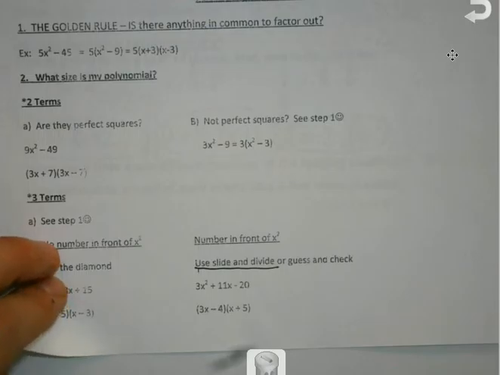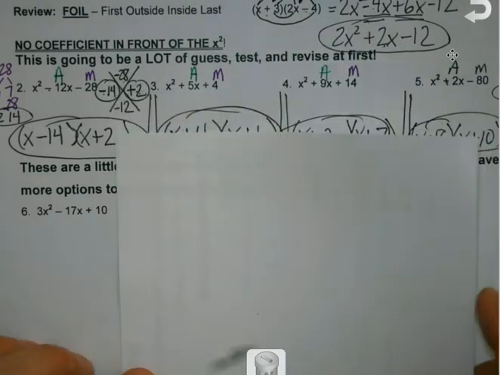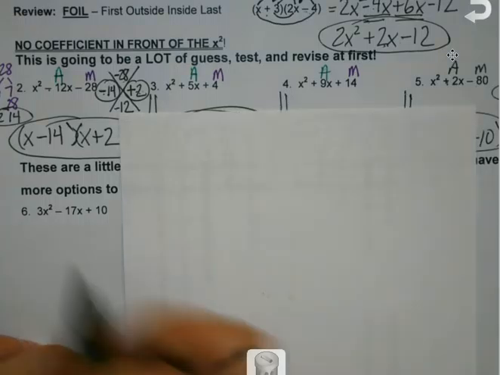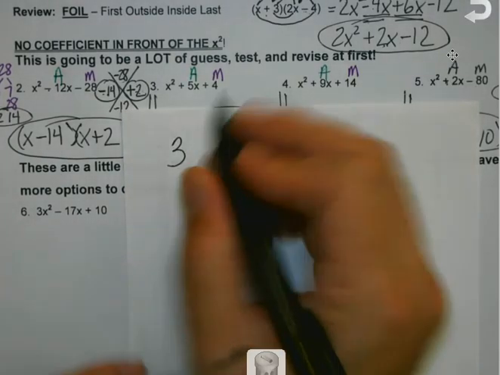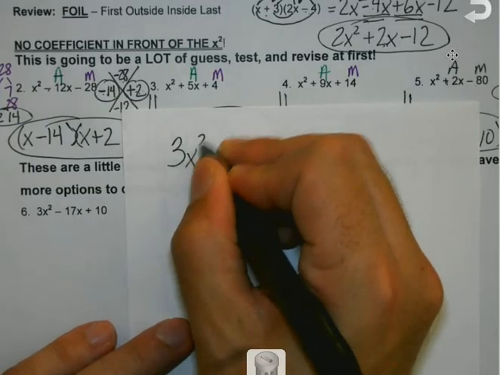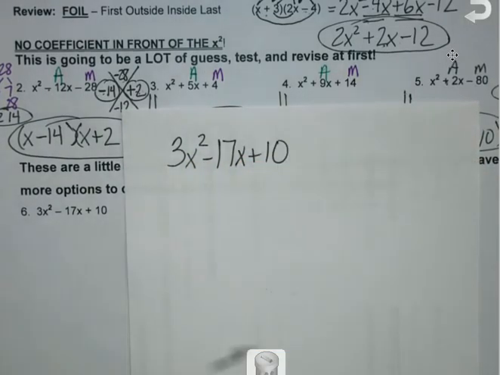Okay, here's what we're going to do. We're going to flip your half sheet over. And on the back of your half sheet, we're going to do number 6. Because I want to be able to do slide and divide, but I want to make sure that it's on your help sheet for later reference. So let me copy this down. Bless you. And start to explain where this whole idea of slide and divide comes from.